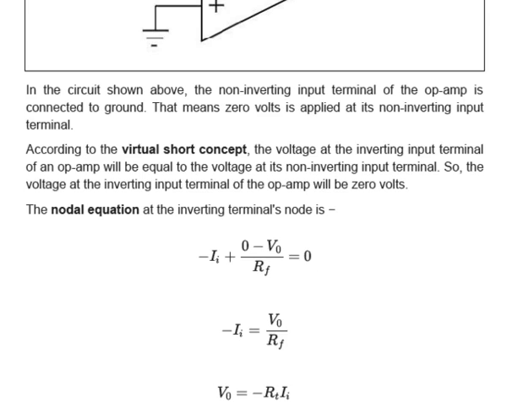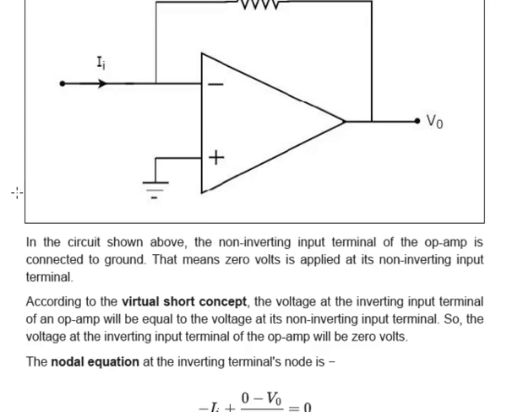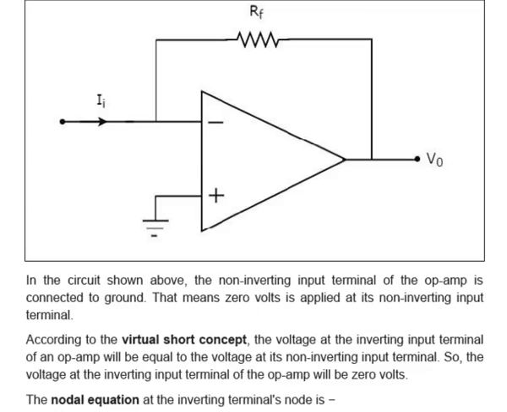Now, in the circuit above, you can see the non-inverting input terminal of the op-amp is connected to ground. That means 0 volt is applied to the non-inverting input terminal. So, according to virtual ground concept, the voltage at the inverting input terminal of the op-amp will be equal to the voltage at the non-inverting input terminal. So the voltage at the inverting input terminal of an op-amp will be 0 volt.